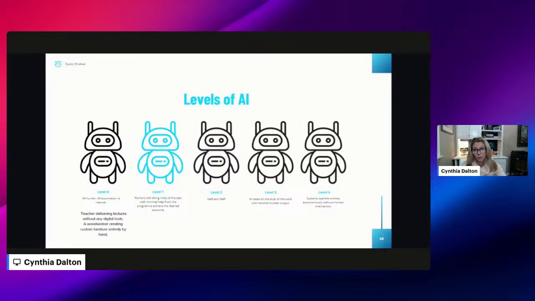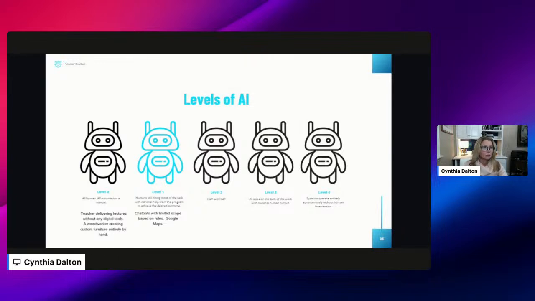Grammarly is a good example of this too. That's a writing assistant that offers suggestions, but you, the human, are creating the content. And Google Maps was the other example that I pulled. So that would be all level 1, right? And we've had level 1 for a while now. So everybody's pretty comfortable with level 1. My mom's pretty comfortable with level 1.